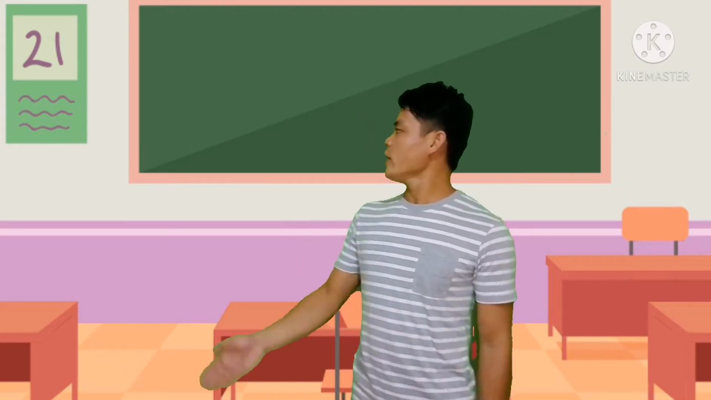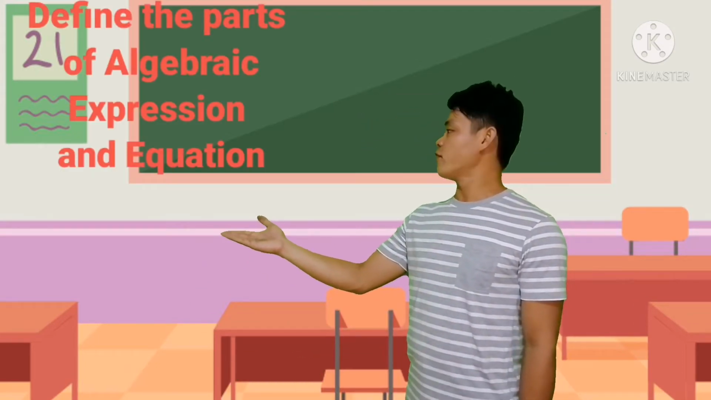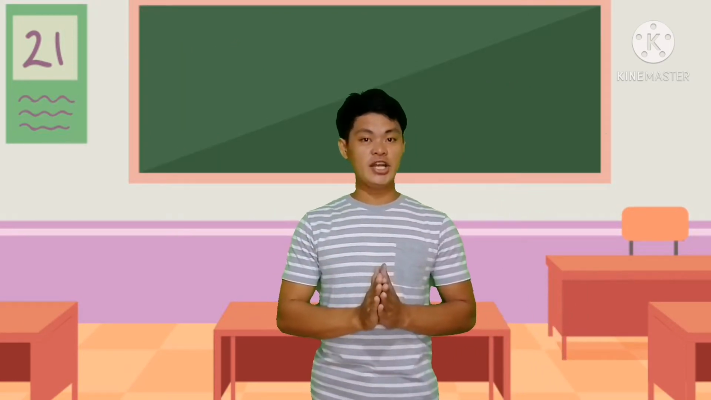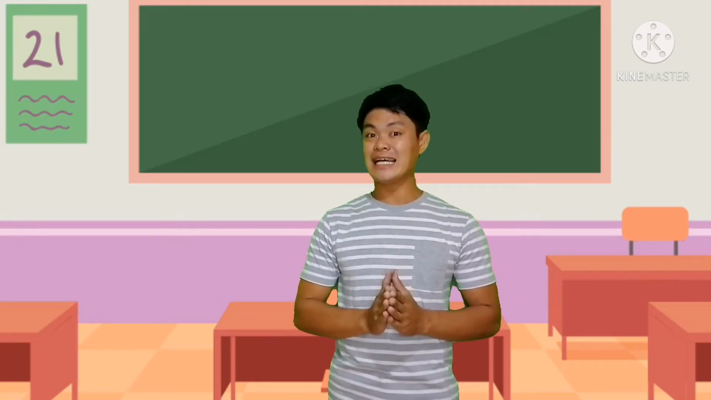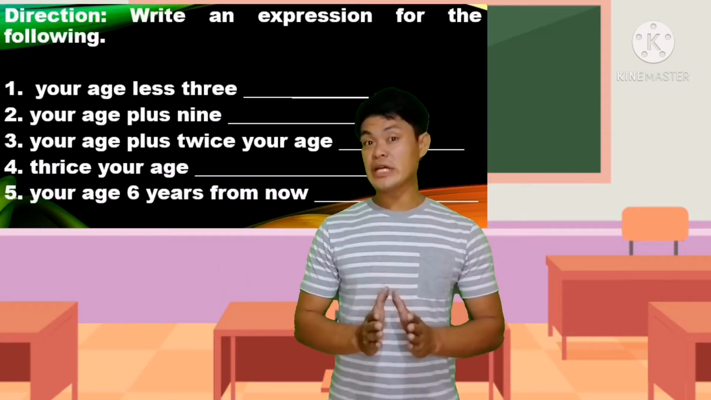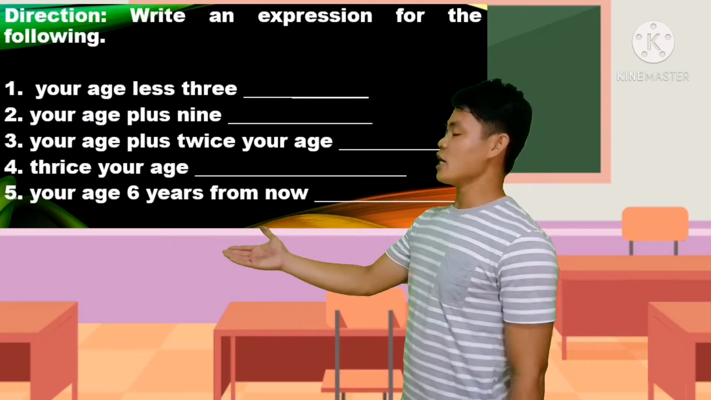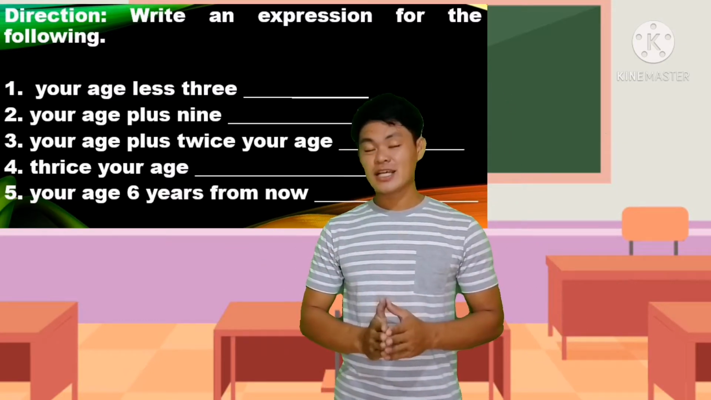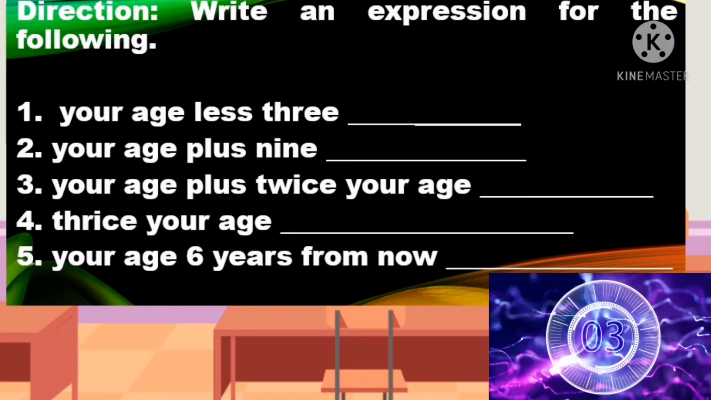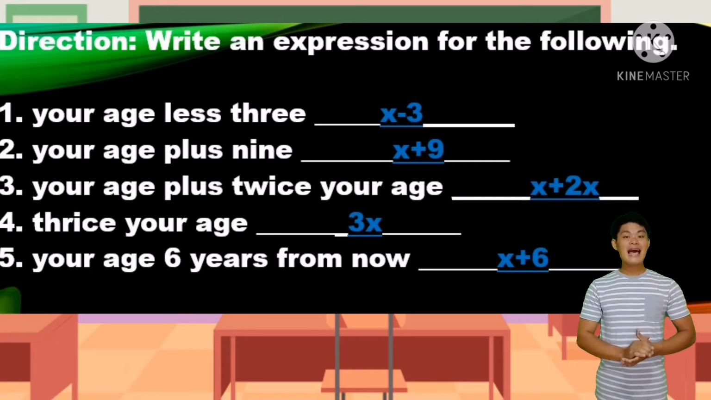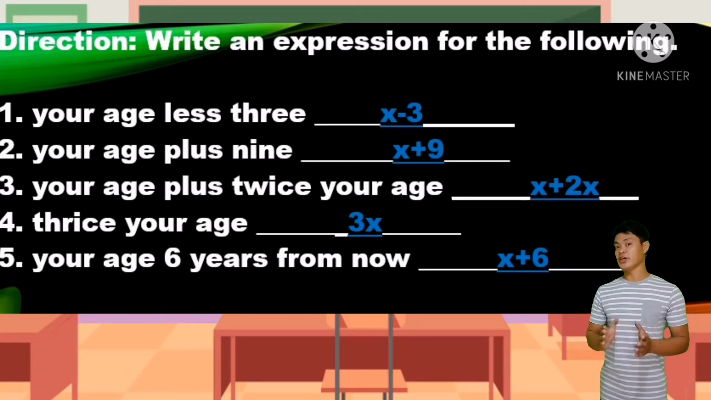For today's lesson, we are going to define the parts of algebraic expression and equation. But before we start our lesson, let us have a review first on our last discussion by answering this exercise. Let us read first the direction. Write an expression for the following. I'll give you 5 seconds to answer. Well done, everyone. This time, let us check your work. Are your answers correct? Very good.